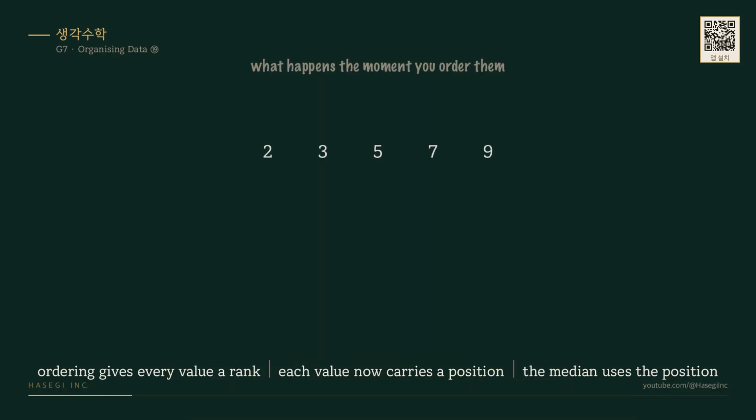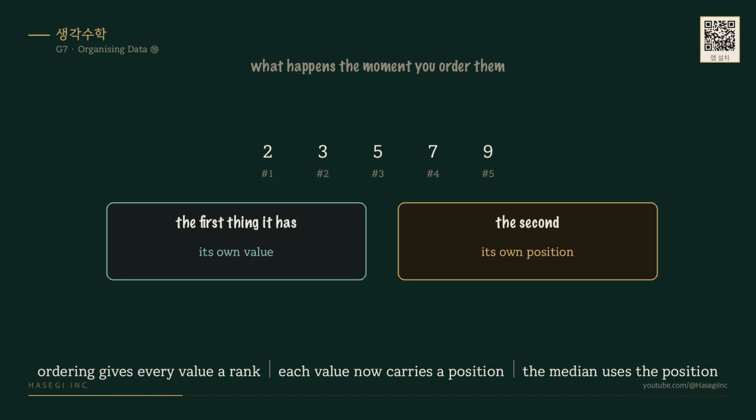Watch what happens the moment you put them in order. Every value acquires a rank. The smallest, the second smallest, and so on. Each value now carries not only its size, but its position. The position is what the median uses.